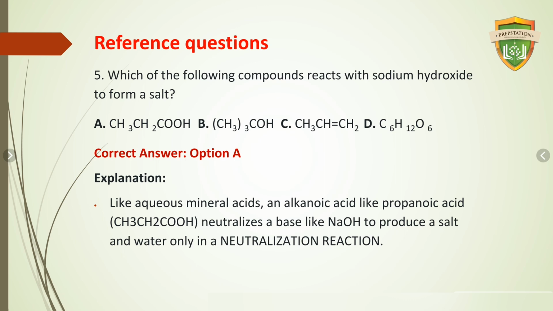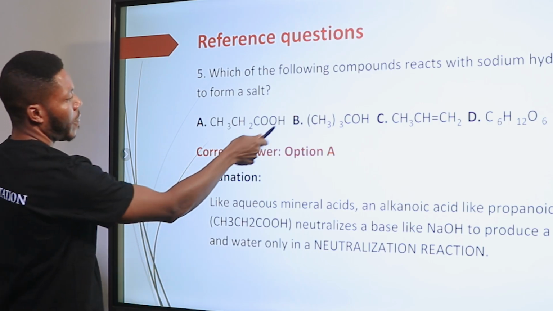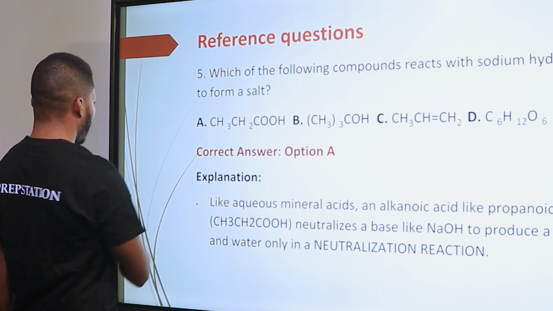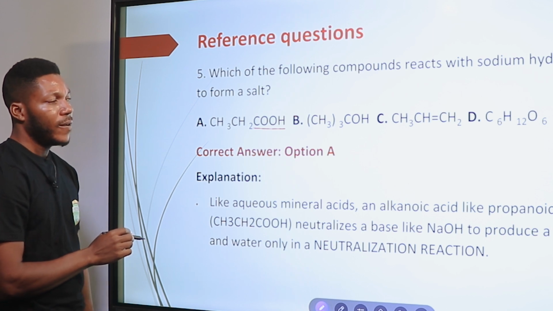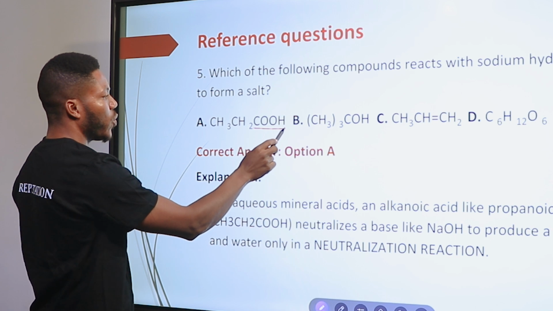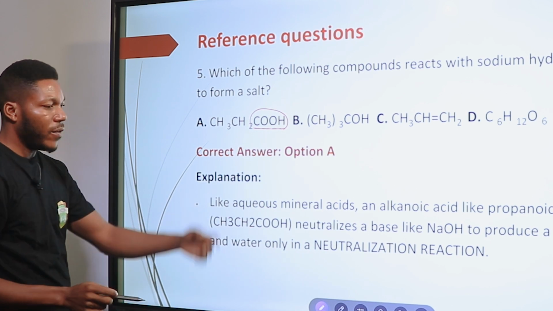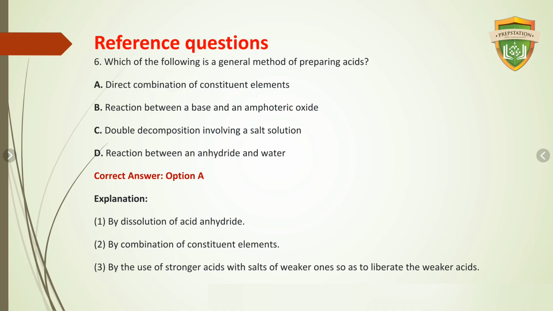Next question is, which of the following compounds reacts with sodium hydroxide to form a salt? Of course, the answer is A. Why is it A? Because this is an acid. This is an alkanoic acid. So, with the presence of COOH, this compound will quickly react with the base and give us a salt.